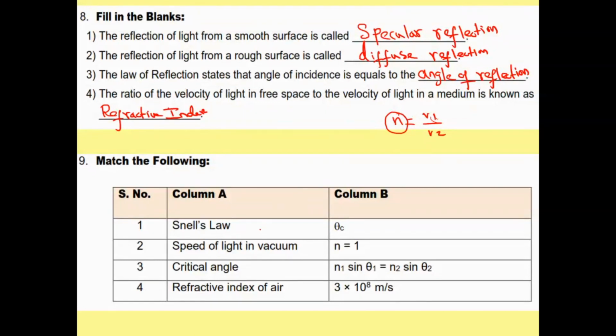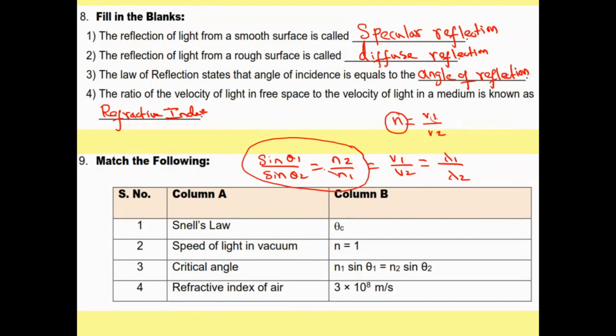Now we have to come to the ninth question, which is match the following. You have four questions. What is Snell's law? We studied Snell's law: sine of theta 1 over sine of theta 2 is equal to n2 over n1, which is equal to v1 over v2, which is equal to lambda 1 over lambda 2. If you take this part, move n1 to the left hand side of the numerator and sine theta to the right hand side, the equation becomes n1 sine theta 1 equals n2 sine theta 2. So for the first question, the answer is this one.